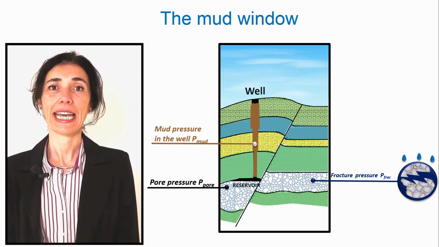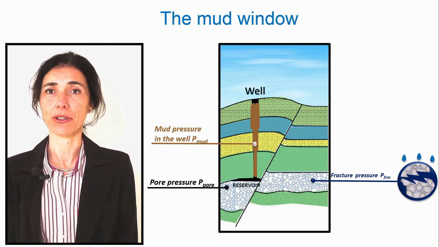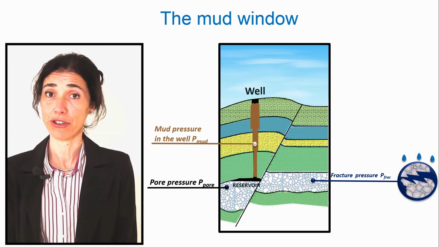During the drilling process, the mud is in contact with the rock, which contains the fluid within the grains. In order to maintain this fluid in the formation, do you think that the mud pressure has to be lower or higher than the pore pressure?